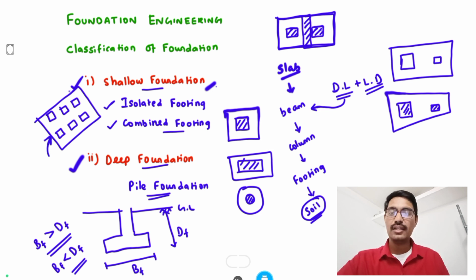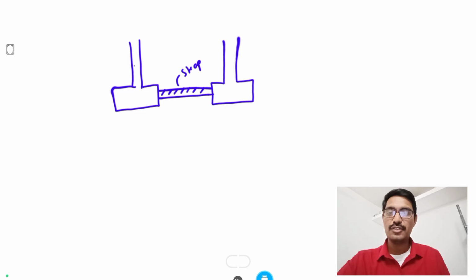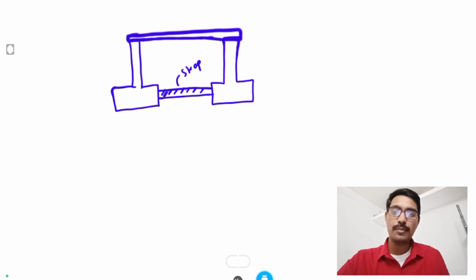Another shallow foundation is strap footing. For example, the distance between two columns is too large. The columns will be connected in the top portion using a beam, but in the bottom portion there is no connection. So for that purpose we provide a strap beam to connect the bottom. This footing will move in this direction, and this footing in this direction. For preventing this movement we provide the strap beam, so that is called strap footing.